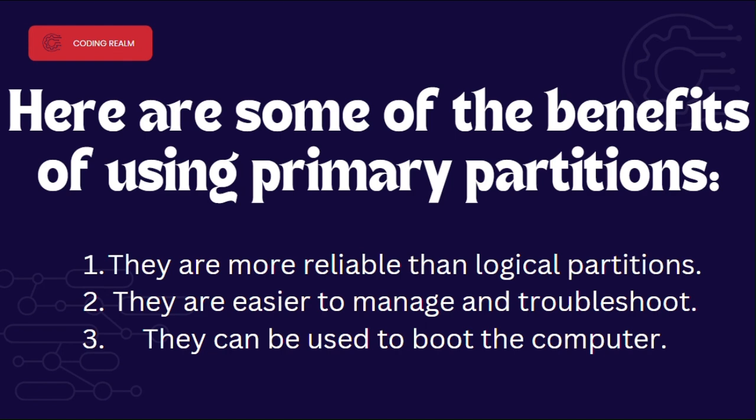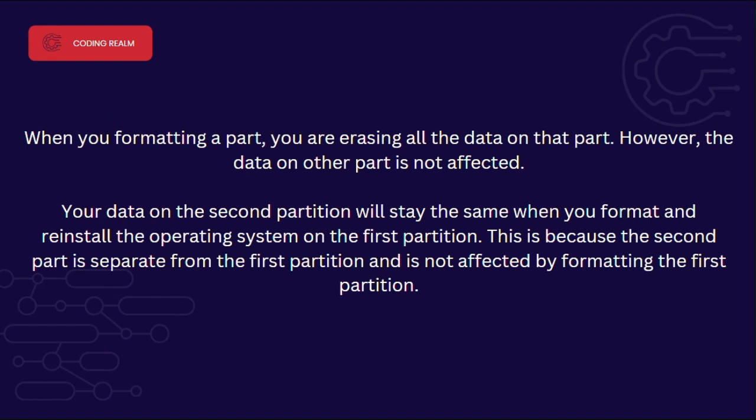and you have two primary partitions, one for the operating system and one for the private data. You can only have 4 primary partitions on a disk. If I need to format one of these partitions, you are erasing all the data on this part, and the data on the other parts is not affected.